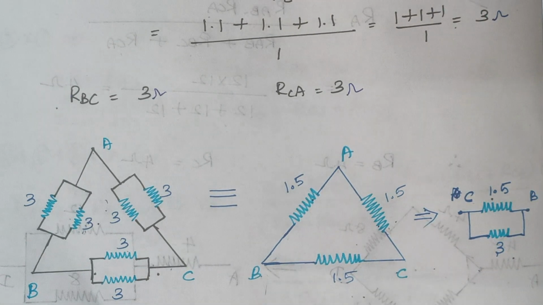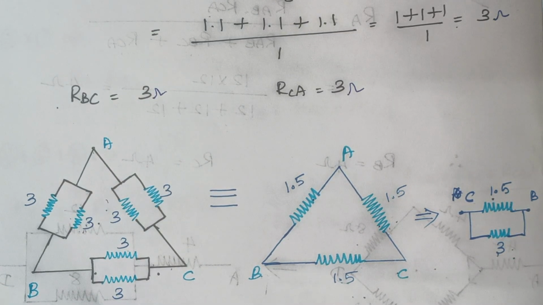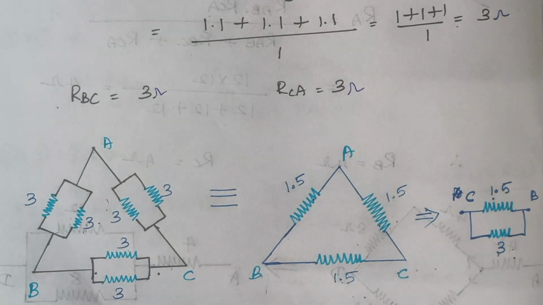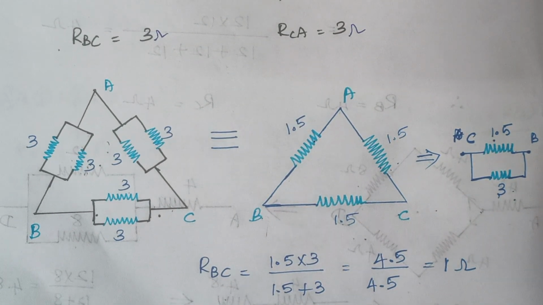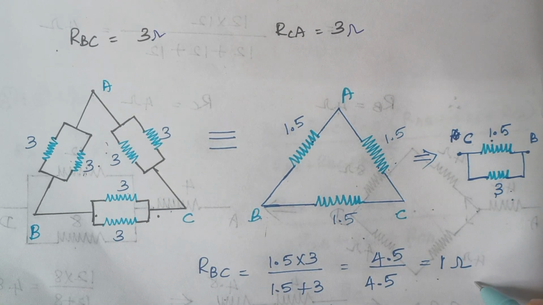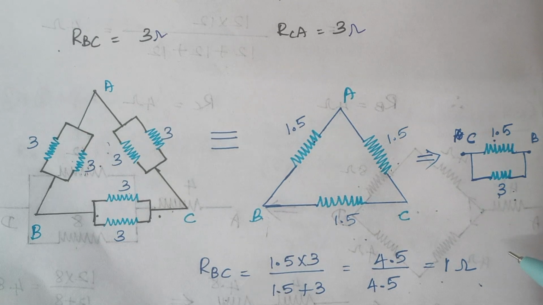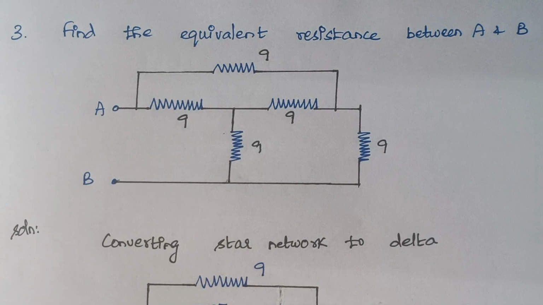Right. Now to calculate the total resistance, again, this is a parallel combination, right? So therefore, R1 into R2 divided by R1 plus R2. So here 1.5 into 3 divided by 1.5 plus 3. So that gives the answer of 1 ohm. Right, the effective resistance between B and C terminals is 1 ohm here. Second problem gets over here. We will proceed to the third one.